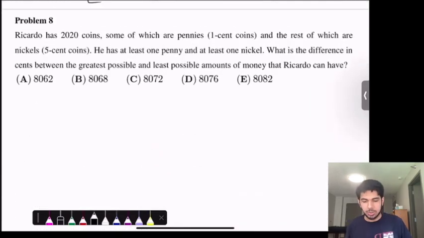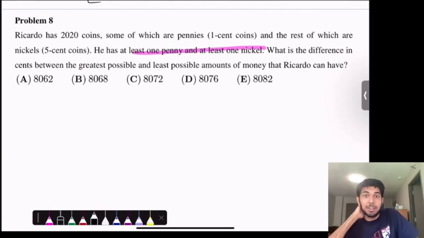Ricardo has 2020 coins, some of which are pennies, and the rest of which are nickels. He has at least 1 penny and at least 1 nickel. Let's highlight that. What's the difference in cents between the greatest possible and the least possible amounts of money that Ricardo can have? So we somehow need to compute the amount of money that Ricardo can have. Let's try to do that.